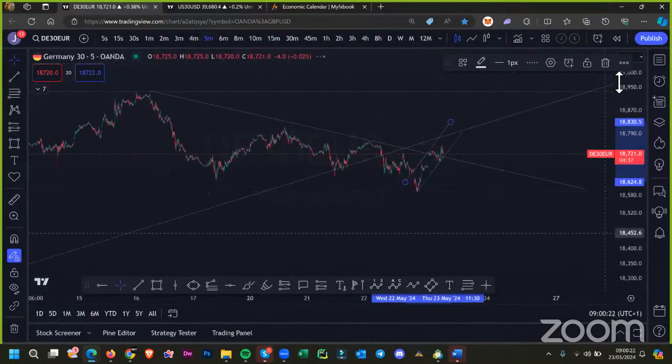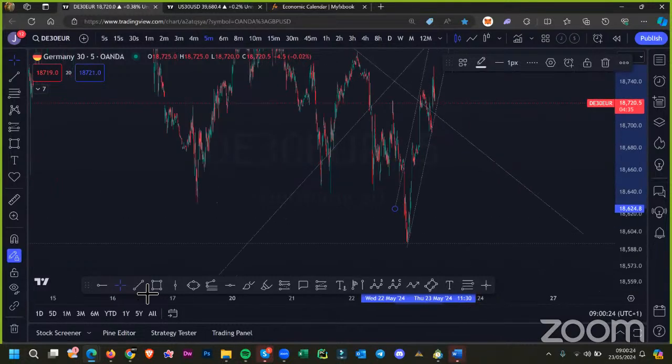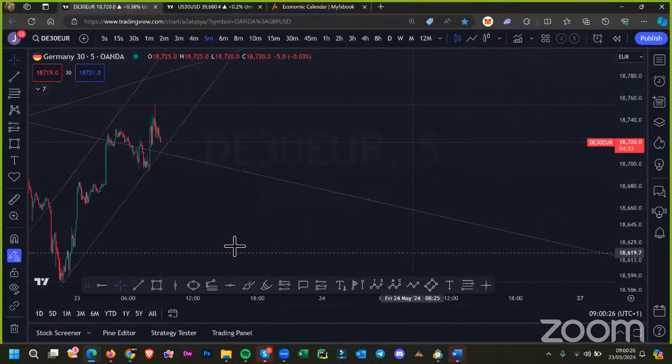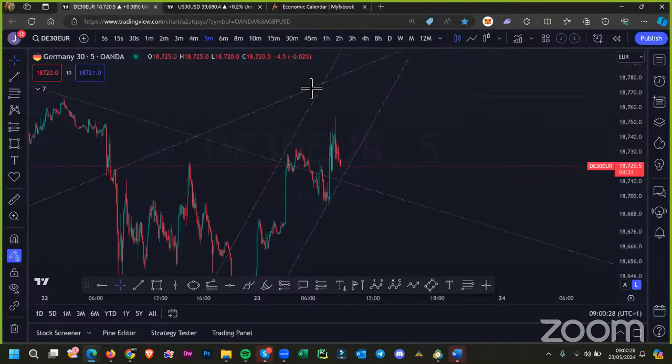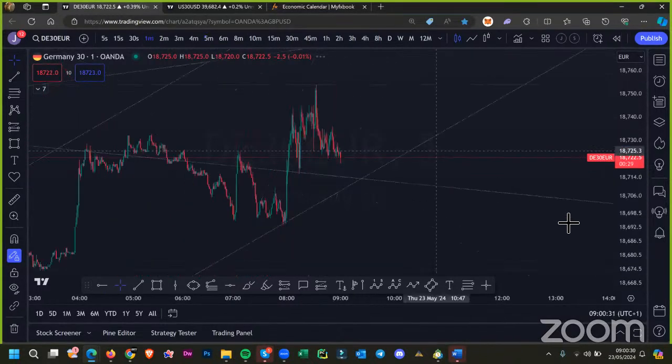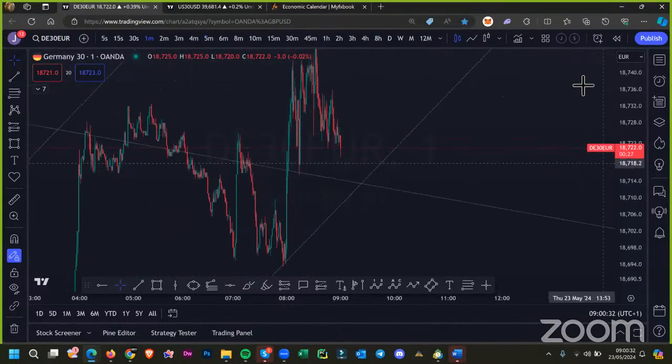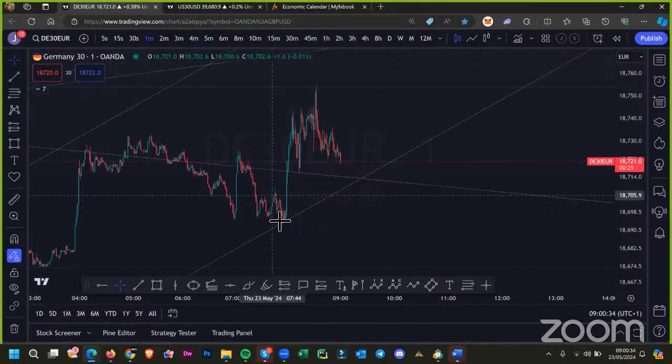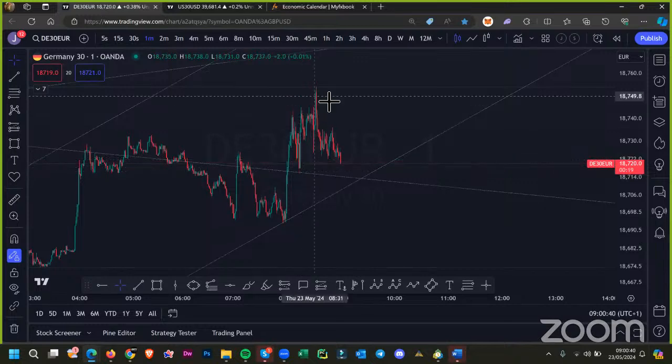So the news has just come out, to see if it's had any impact. I'm looking at it from a 5-minute perspective. Let's look at it in a 1-minute perspective. I can see some big imbalances down here, but the market that came up here corrected back down into these levels here, and closed up here.